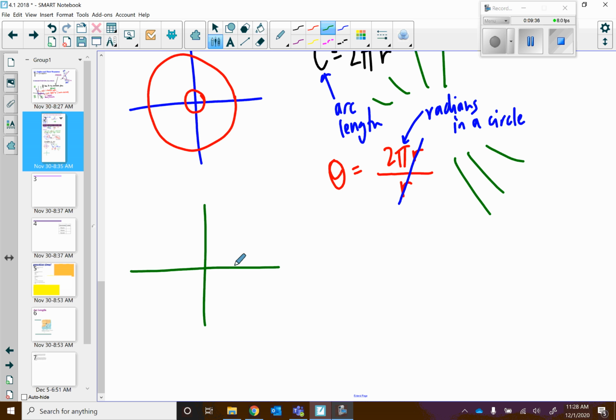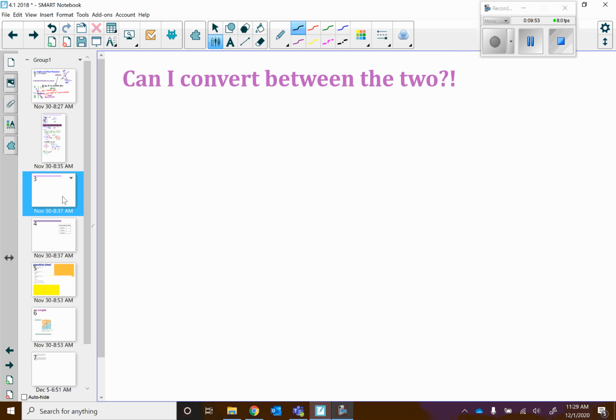What does that mean? Well, if I have this angle right here, which we know is 180 degrees, I could also say it's half of a circle, so this is pi radians. Nice. This is very exciting. And the next question is, can I convert between the two? And the answer is, of course, yes.